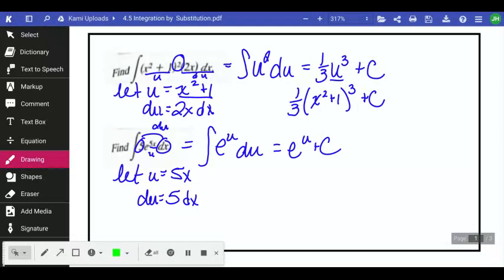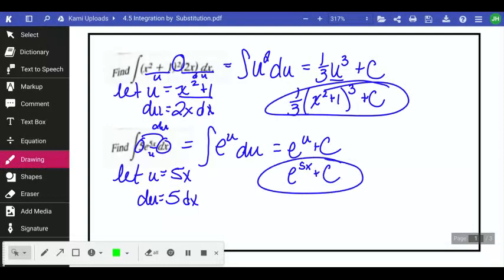However, if you're asked for antiderivative with x's, you need to return your answer with x's. So we'll do e to the what? What is u? 5x plus c, and that's your answer. You have to do plus c because you don't have limits of integration. So previous section, we had limits of integration. We didn't have plus c because we found actual values.